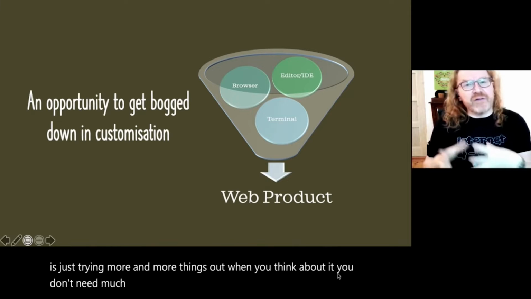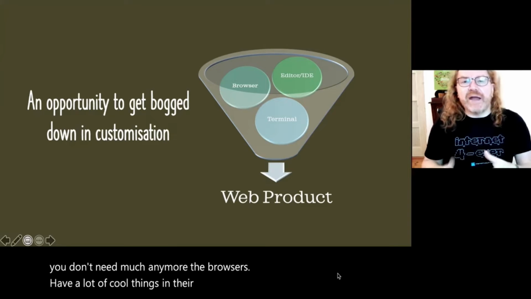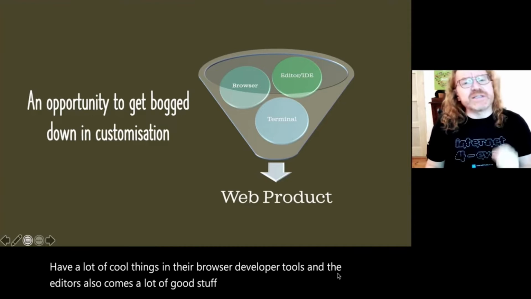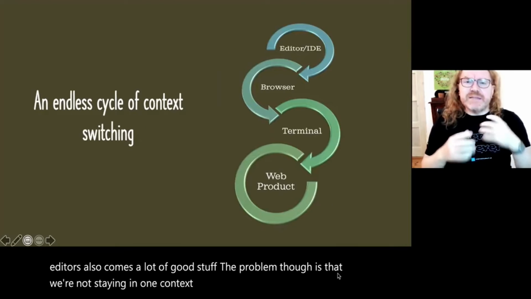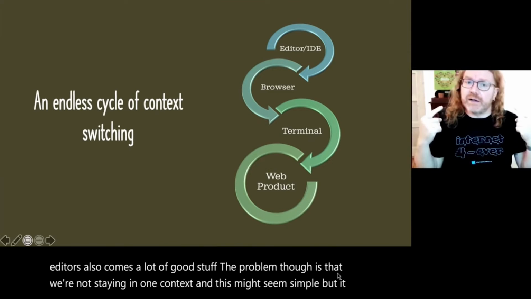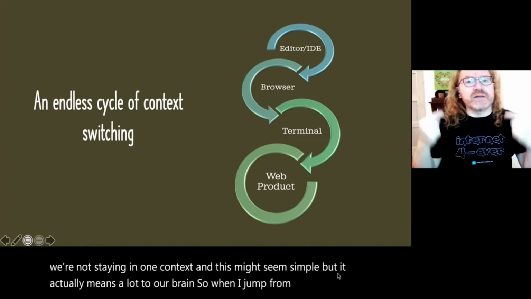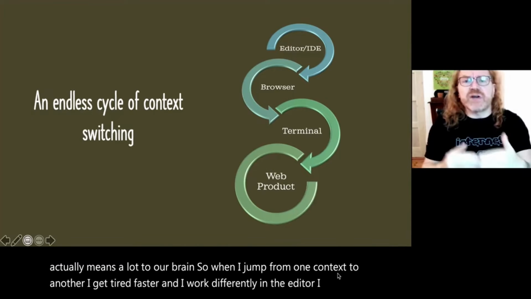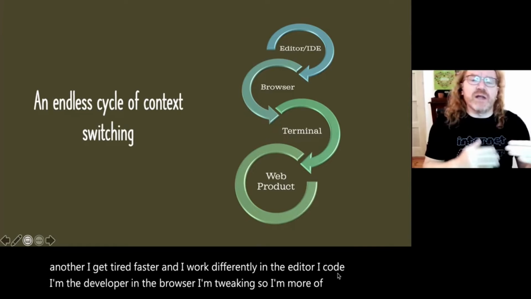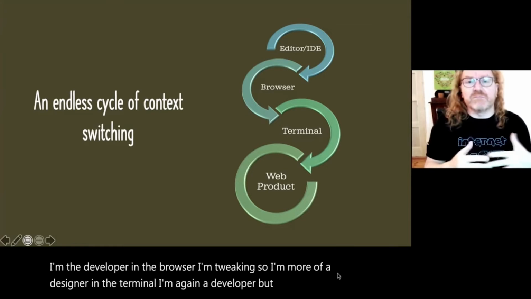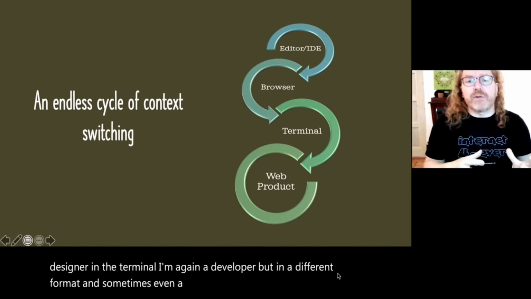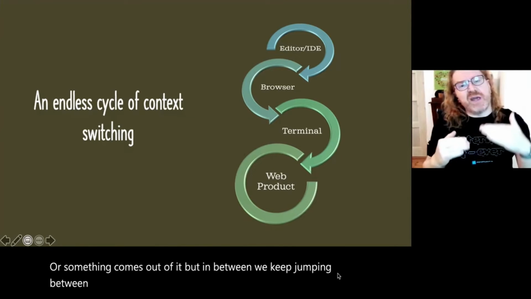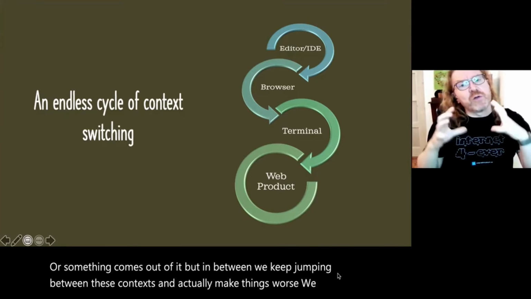The browsers have a lot of cool things in their developer tools, and the editors also come with a lot of good stuff. The problem, though, is that we're not staying in one context. And this might seem simple, but it actually means a lot to our brain. So when I jump from one context to another, I get tired faster and I work differently. In the editor, I code. I'm the developer. In the browser, I'm tweaking. So I'm more of a designer. In the terminal, I'm again a developer, but in a different format and sometimes even a different language. And then the final web product is something that comes out of it. But in between, we keep jumping between these contexts and it actually makes things worse. We're not actually concentrating on one thing.